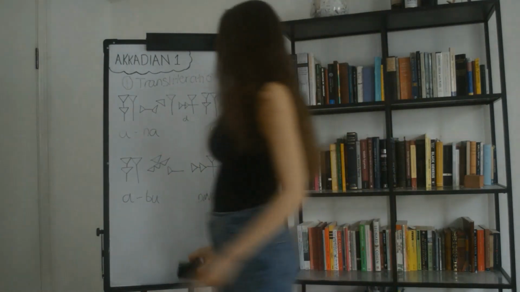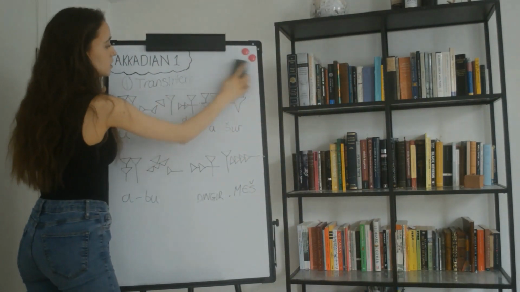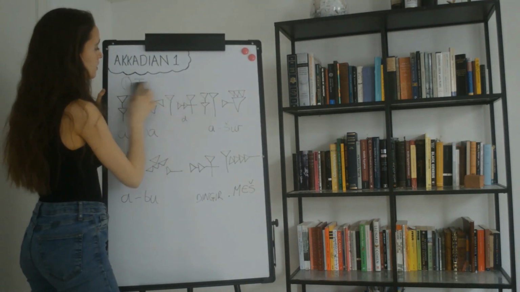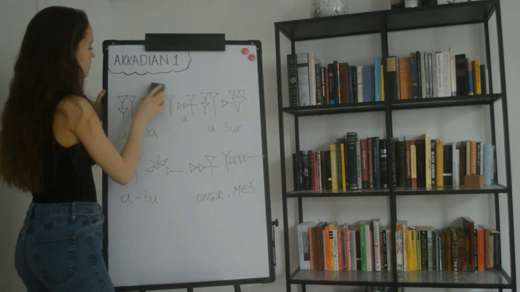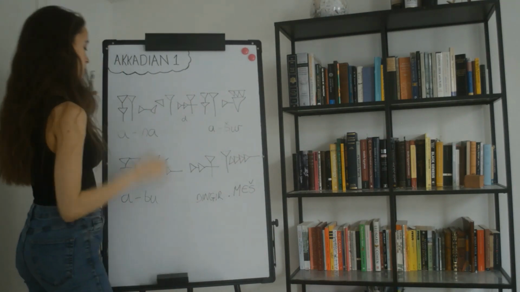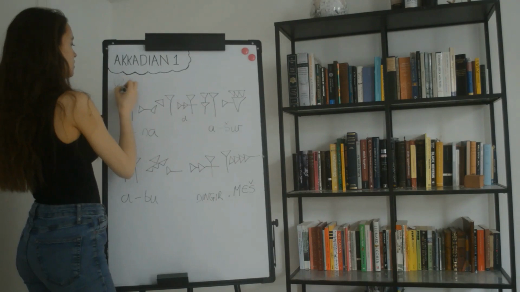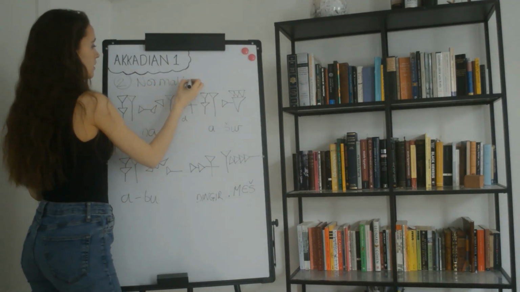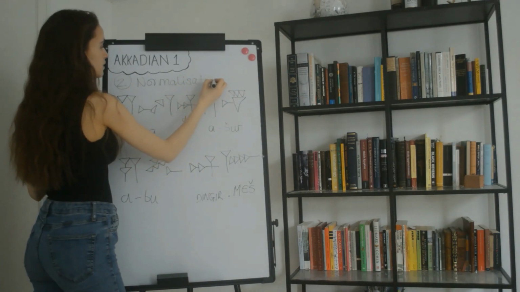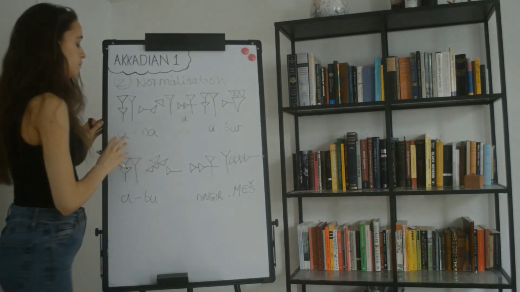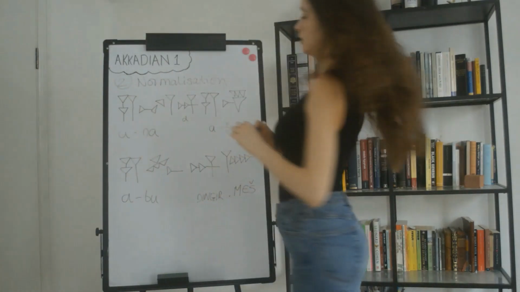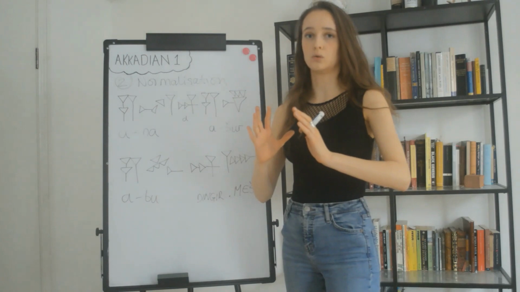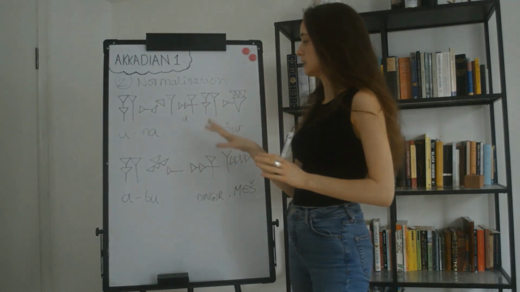The second step is normalisation, or sometimes you will hear it being called transcription, and both are the same thing. So normalisation is the process whereby we are omitting the hyphens and the full stops between each of the signs, and we are condensing them into whole Babylonian or Assyrian words. In this case it's Assyrian.